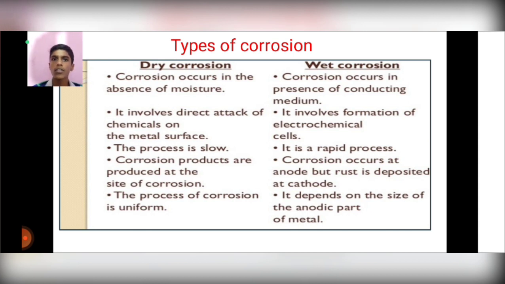Corrosion is divided into two types, dry corrosion and wet corrosion. Corrosion that occurs in the absence of moisture is called dry corrosion. Corrosion that occurs in the presence of a conducting medium is called wet corrosion. Dry corrosion involves direct attack of chemicals on the metal surface. Wet corrosion involves formation of electrochemical cells. Dry corrosion is a slow process and wet corrosion is a rapid process.